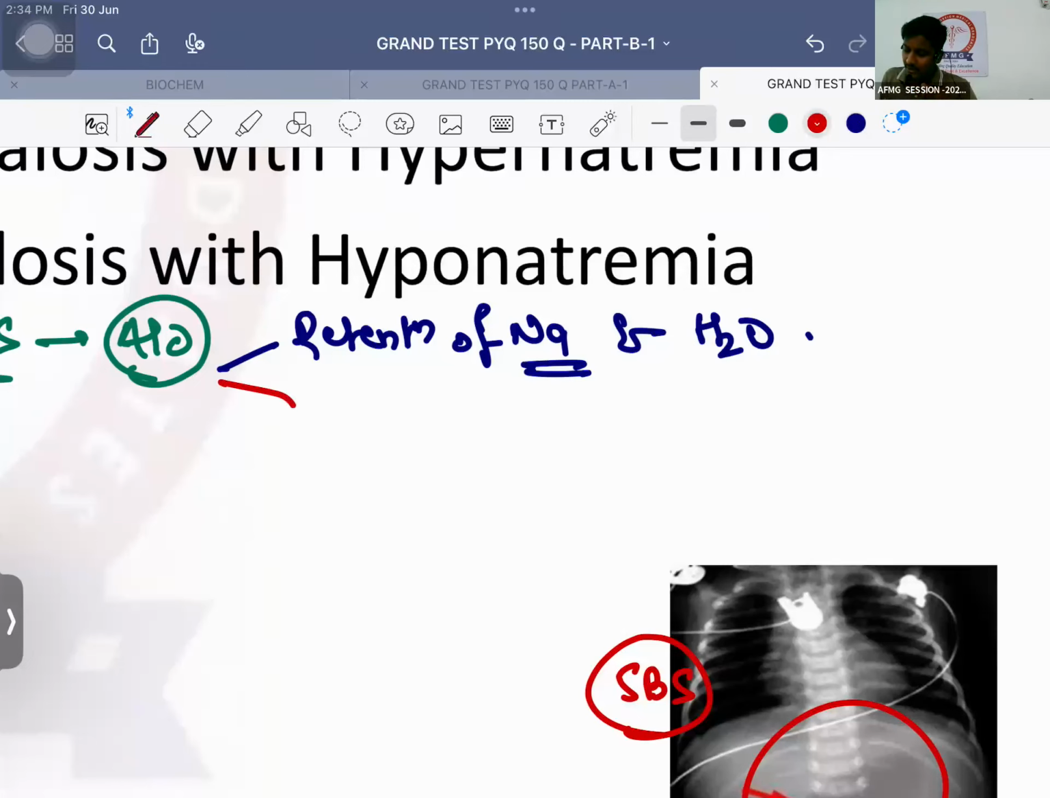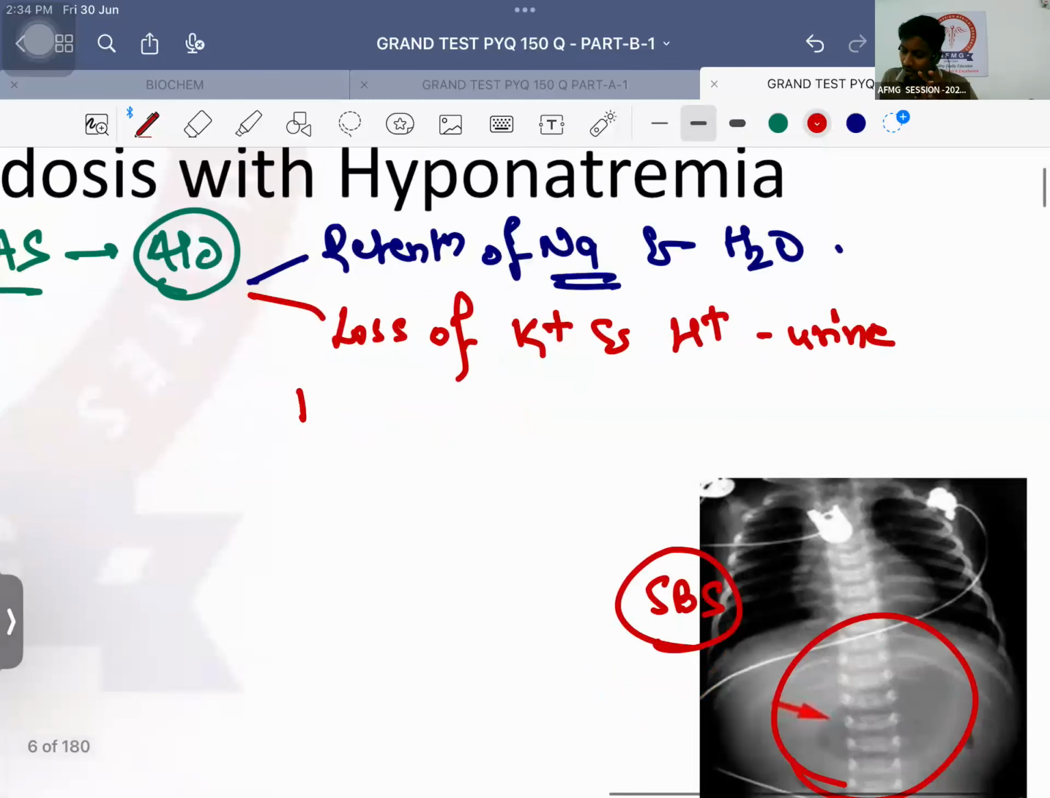And along with that, it kicks out whom? It kicks out potassium ions and H plus ions in the urine. तो वो किसको बाहर फेंक देता है? Potassium ions and H plus ions. As potassium ions are being lost, the patient goes into hypokalemia, and as H plus ions are being lost in the urine.